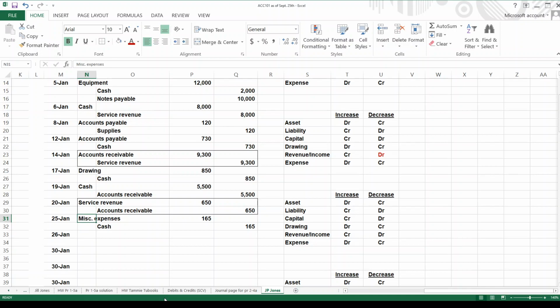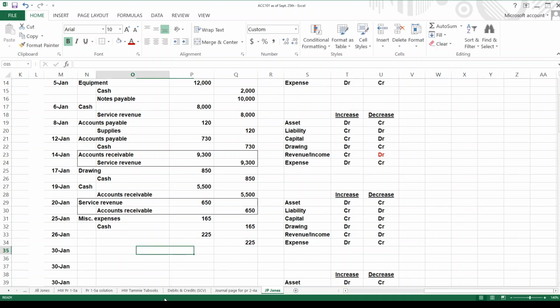Why did we debit the expense account? A, we had no choice. B, if you want to increase an expense account, you want to go with a debit. 26th, receive the telephone bill. It's going to pay it next month, which is February, $225.